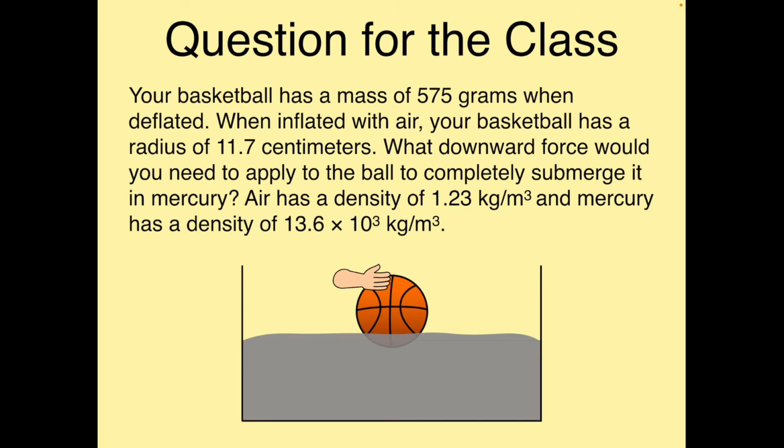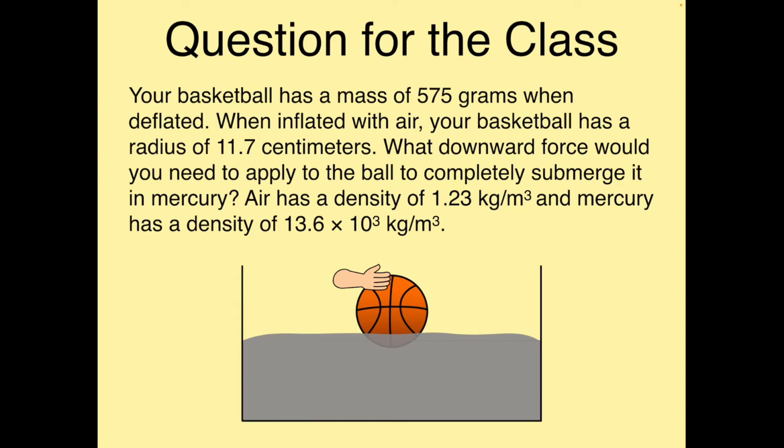And so here's a problem from the chapter 13 lecture on fluids. So your basketball has a mass of 575 grams when it's deflated. When it's inflated with air, your basketball has a radius of 11.7 centimeters. So if we have an inflated basketball, what downward force would you need to apply to completely submerge it in mercury? So the idea is if you just put the basketball in this bath full of mercury, it would float there. You would have to push down on it pretty hard in order to actually get it all the way underneath the surface of the mercury.